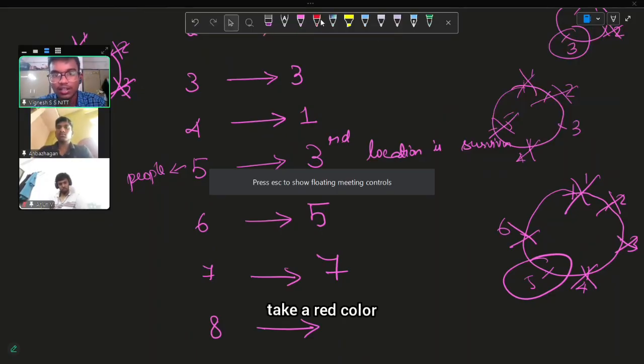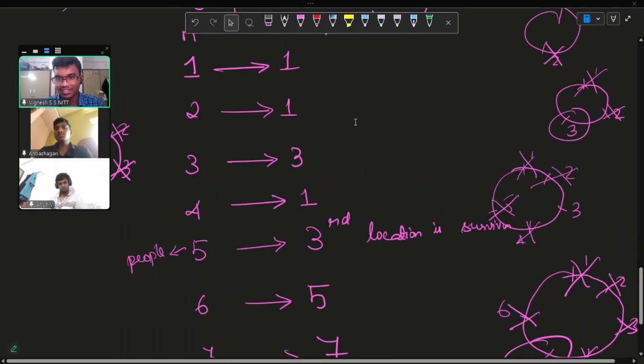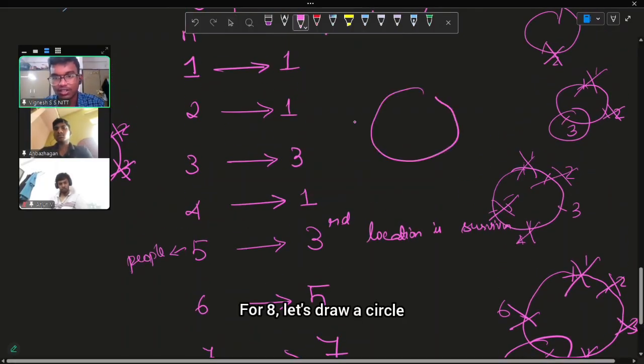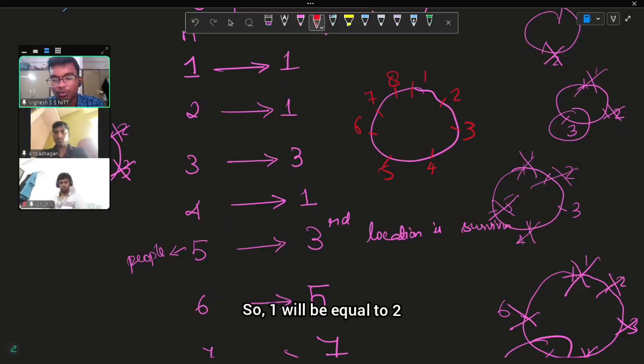Let's take a red color. Color doesn't matter though. For 8, let's draw a circle and put 1, 2, 3, 4, 5, 6, 7, 8. So 1 will kill the 2, 4 will be killed by 3, 6 will be killed by 5, 8 will be killed by 7. So all the even numbers 2, 4, 6, 8 are eliminated.